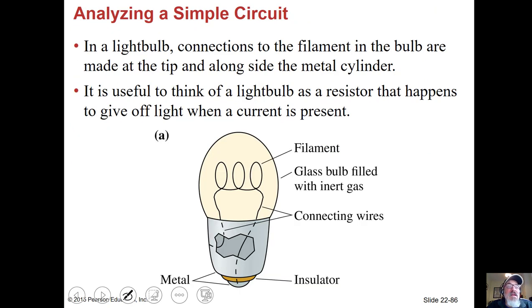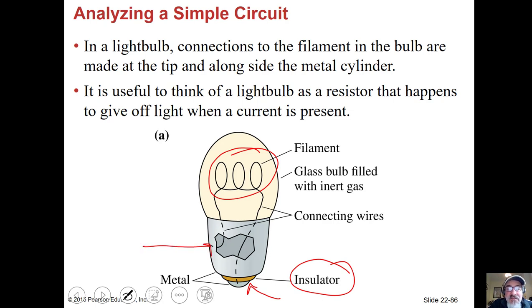Okay. So in a light bulb, connections to the filament in the bulb are made at the tip. Here's the inside part. You can think of this as the resistance part. Now let's take a look and see how this is actually connected. If you've changed the light bulb in your car, you might have already experienced this. One of the wires is connected down here, and then there's an insulator. That's what the gold part is here. You can see the insulator. But one of the wires of the filament is connected here.